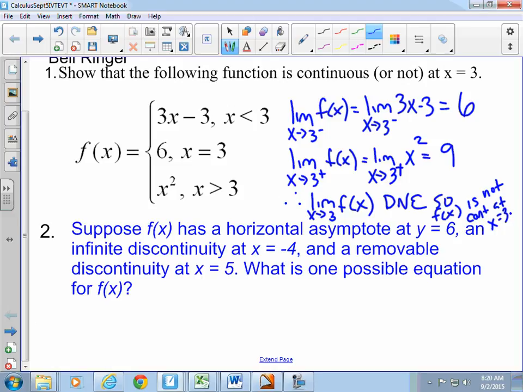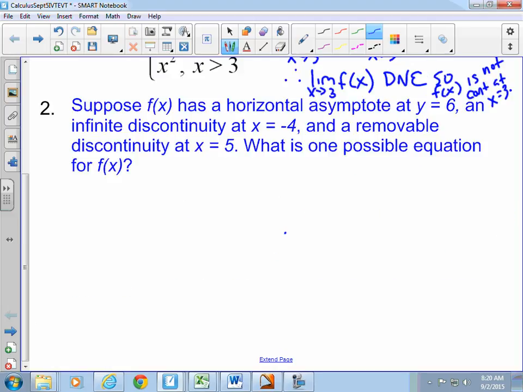Suppose f of x has a horizontal asymptote at y equals 6, an infinite discontinuity at x equals -4, and a removable discontinuity at x equals 5. What is one possible equation? First, let's define what an infinite and a removable discontinuity is. I imagine you know somewhere deep down inside what an infinite discontinuity is. An asymptote. So it's got an asymptote at x equals -4.